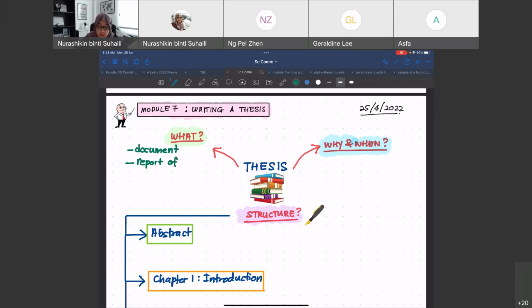Of research. Remember when we talked about research before this? There are many types of research, but not all of the research requires you to write a thesis at the end. So there are several types of research that require thesis writing. So it's a report of research which is designed to fulfill certain requirements.